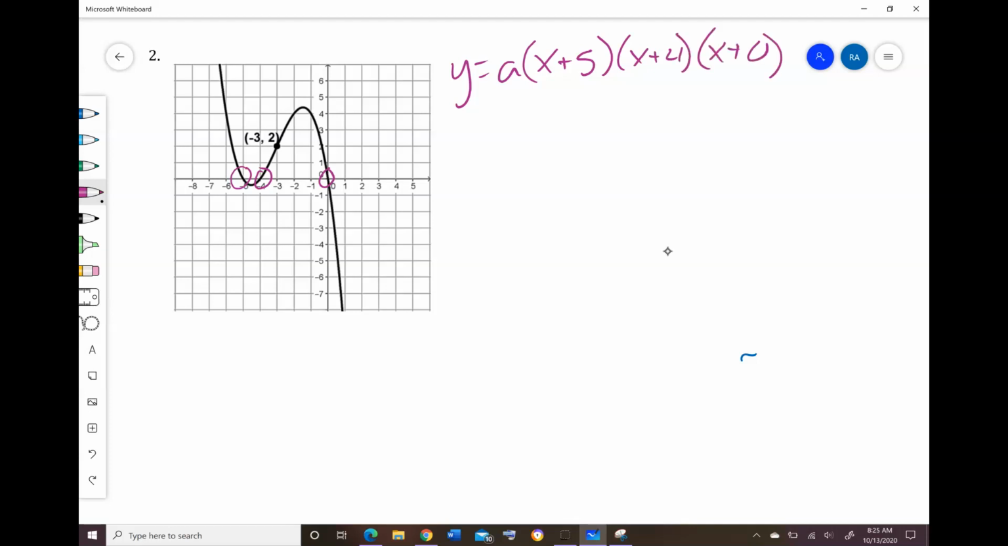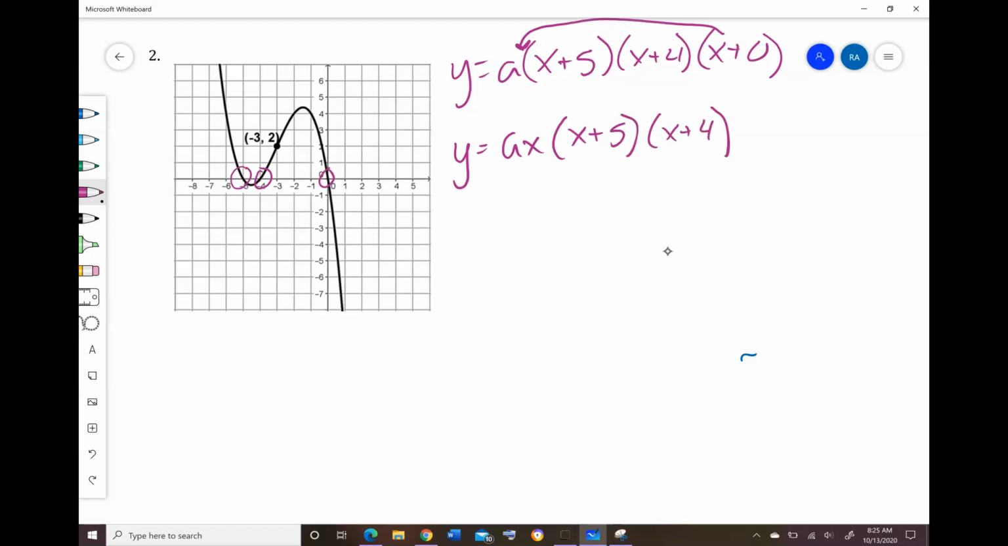Now, do I need that plus 0? No, you don't. I just get rid of that plus. I just have the x, and I move that x to the front just for aesthetic reasons. So y equals A x times x plus 5 and x plus 4.